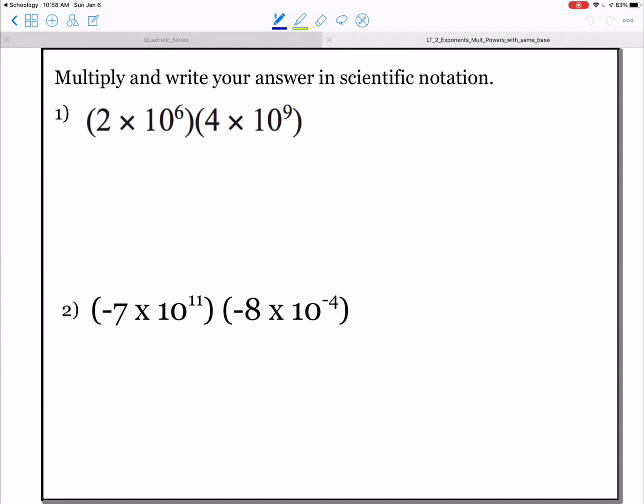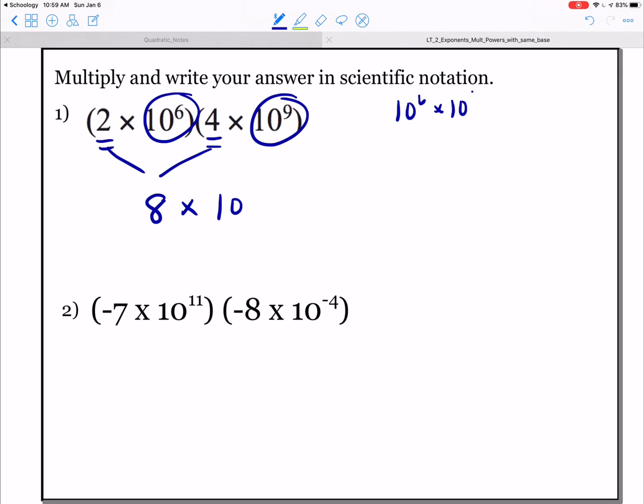Now let's apply that scientific notation to what we just learned. We're going to multiply two numbers written in scientific notation. And the way to do that is to multiply your number values. 2 times 4 gives you 8 times 10. Now 10 to the 6th times 10 to the 9th. They both have the same base, so we keep the base of 10 and we add the exponents, 6 plus 9. So that gives me 15. So I get 8 times 10 to the 15th.